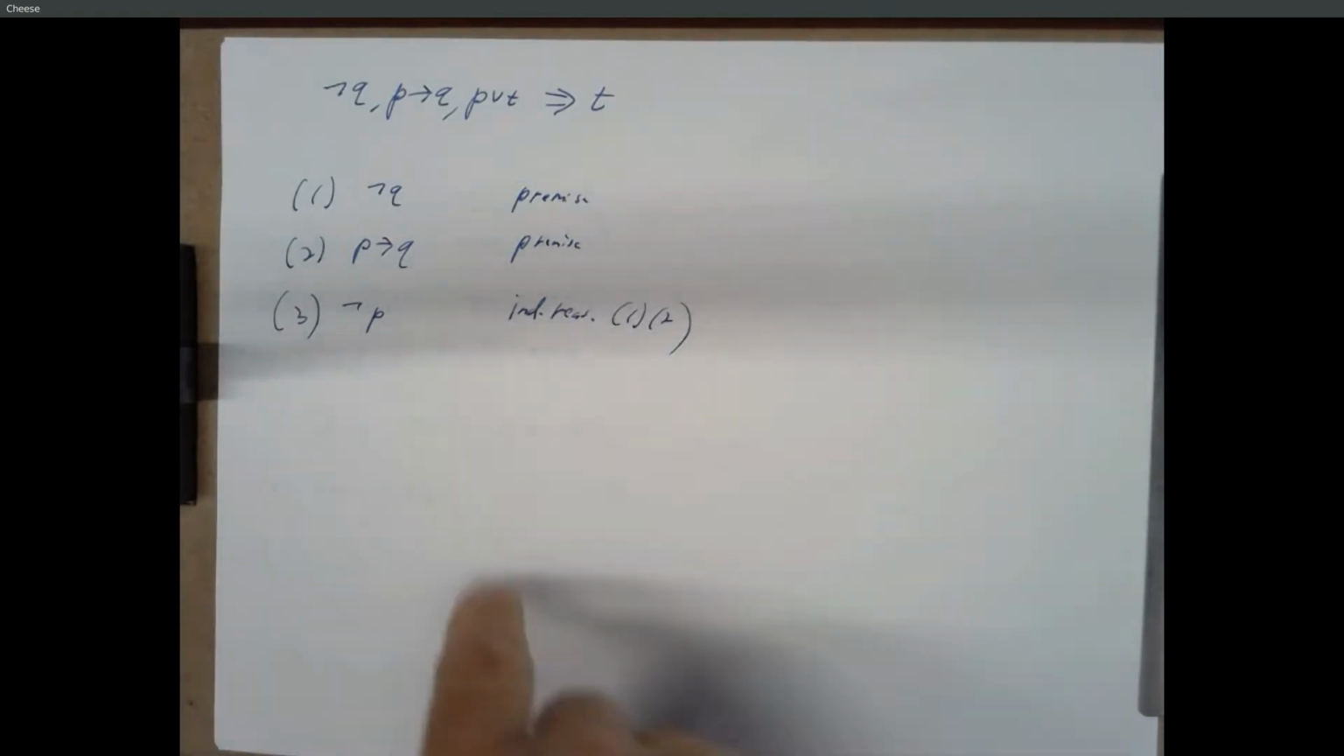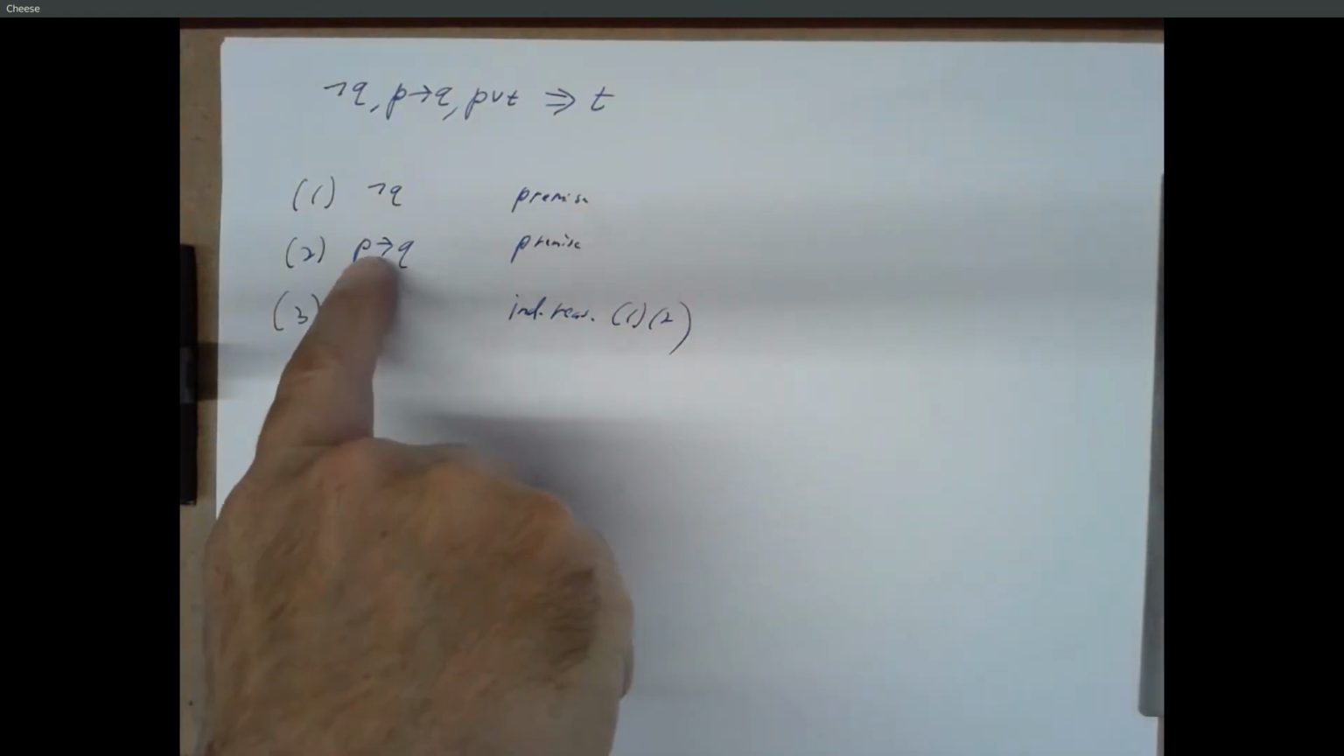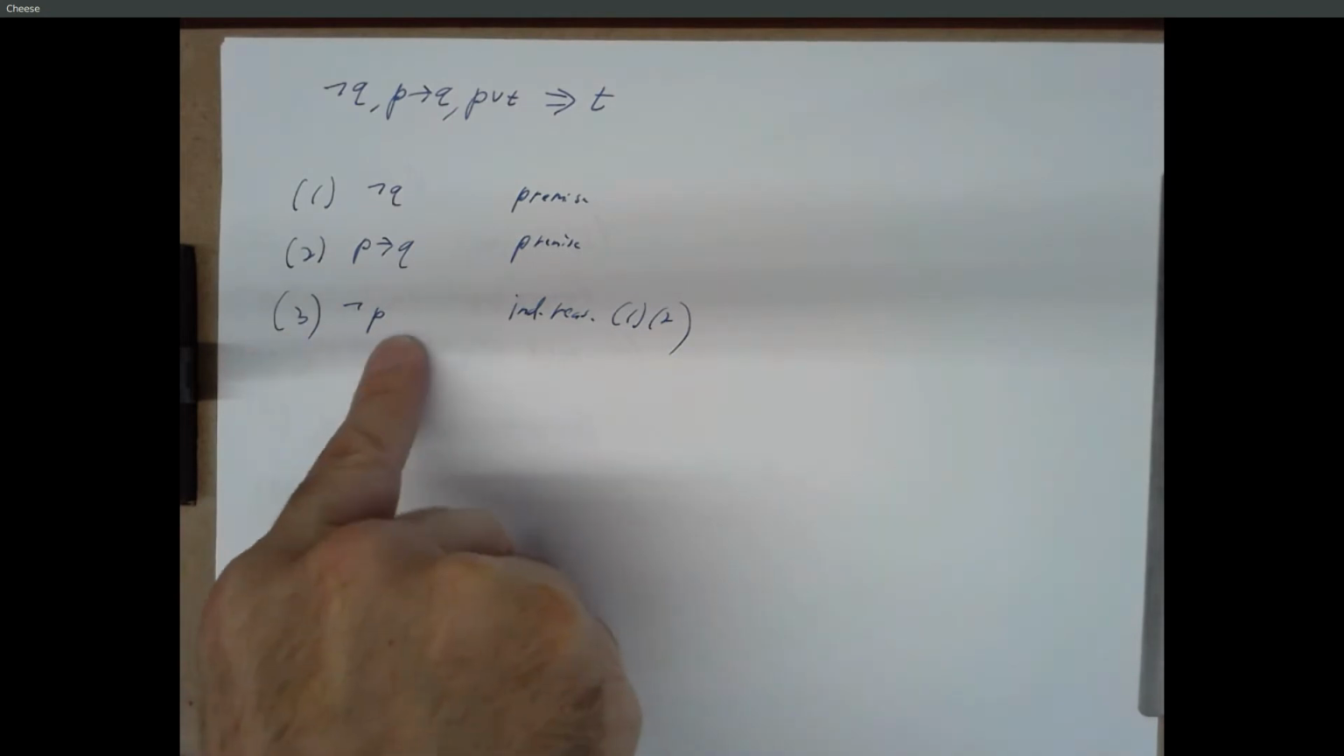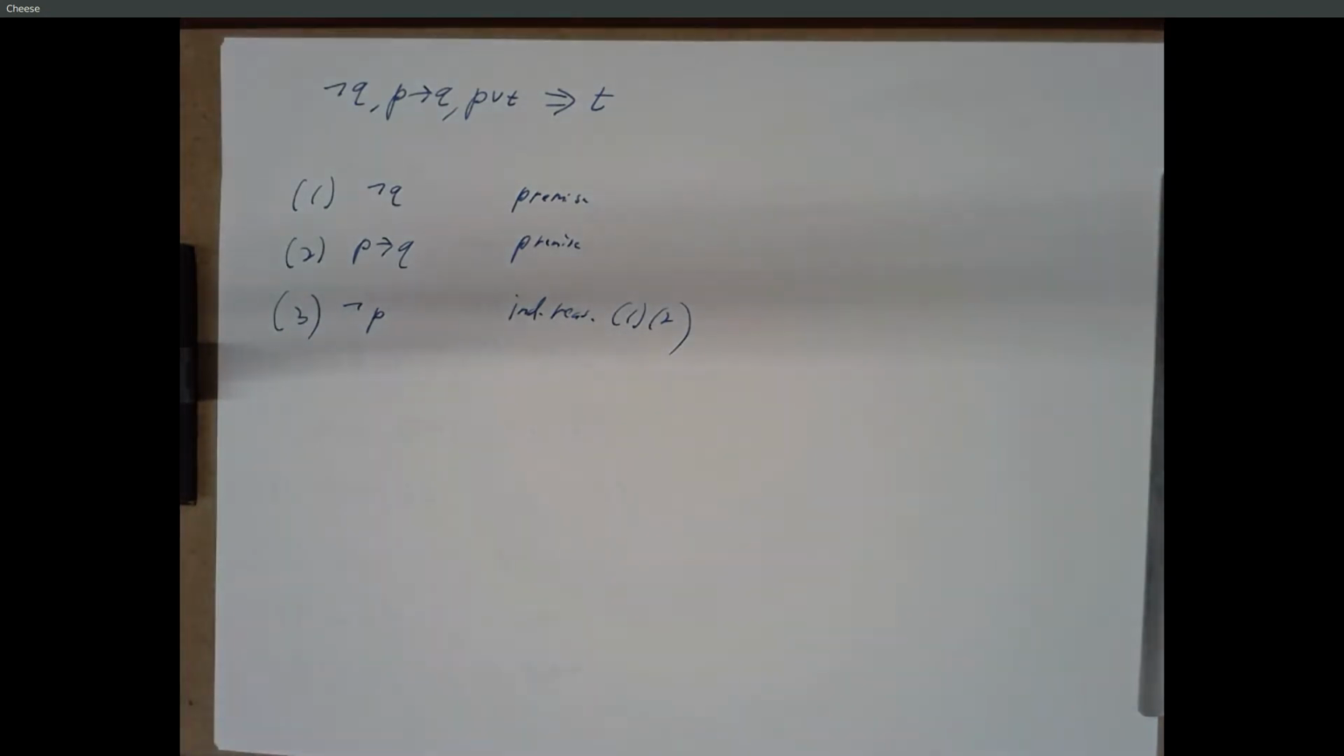Or we could take the contrapositive and say not Q implies not P, and then do direct reasoning. Not Q implies not P, therefore not P. Same thing. Either way, we get not P. All right, we're looking good. What do we do with not P? We've got one statement we haven't used.